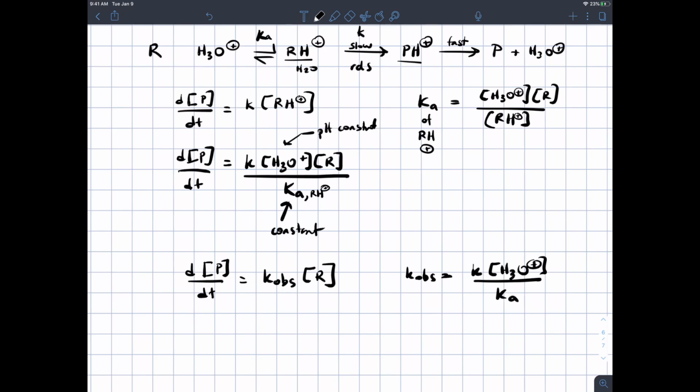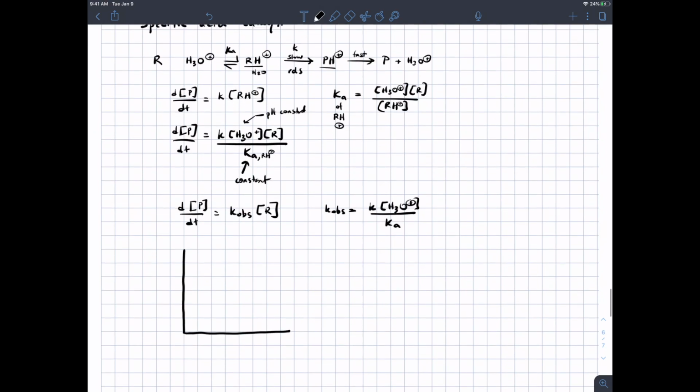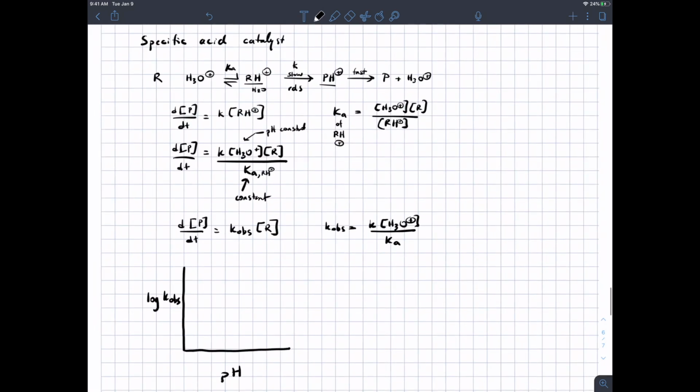Now let's talk about how we would expect k observed to be influenced by pH. So we'll go from low pH to high, left to right, and then we'll put log of the k obs. We're using logs here, so we're comparing apples to apples. Minus log of hydronium is pH, and then log of k obs. So what do you expect for an acid catalyzed reaction with the rate constant defined as I've shown you? What do you expect the pH dependence to be?